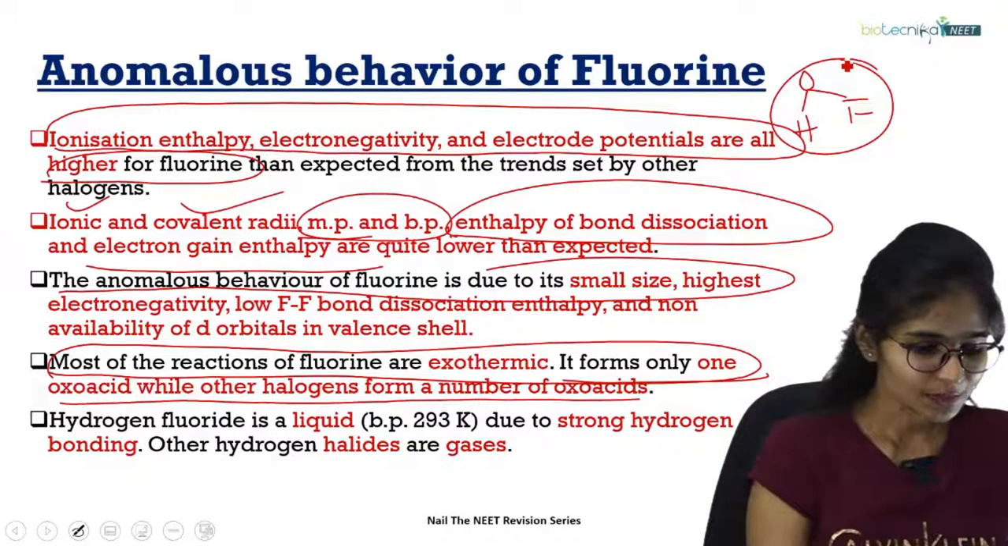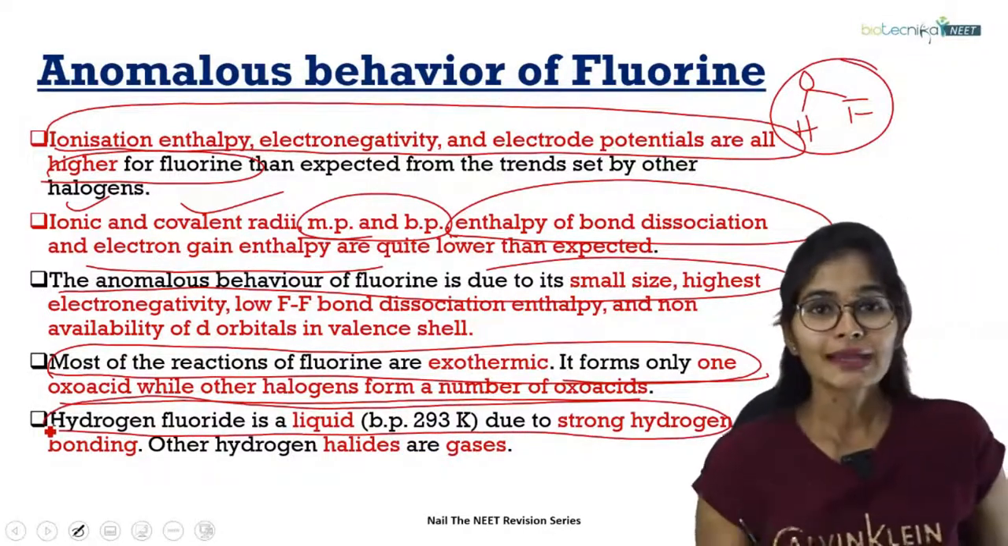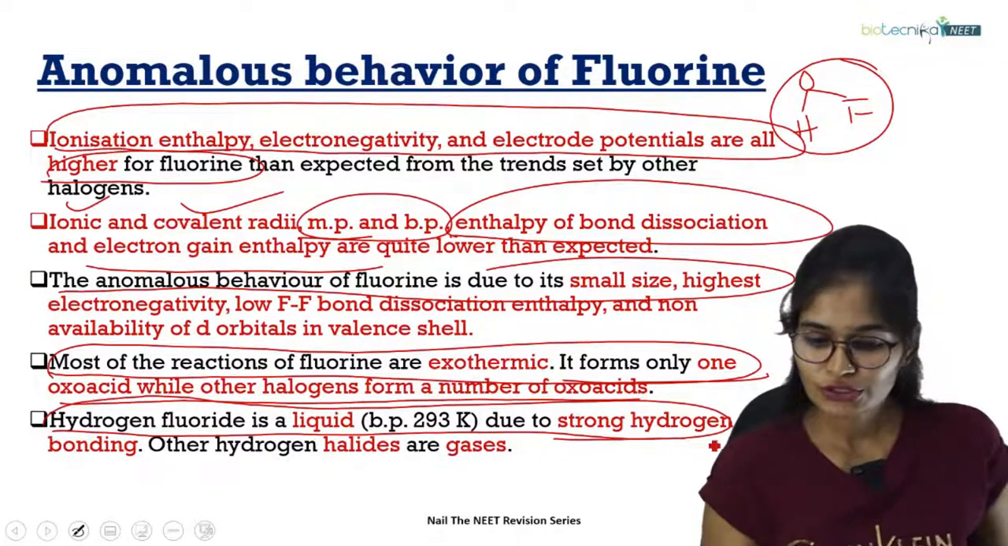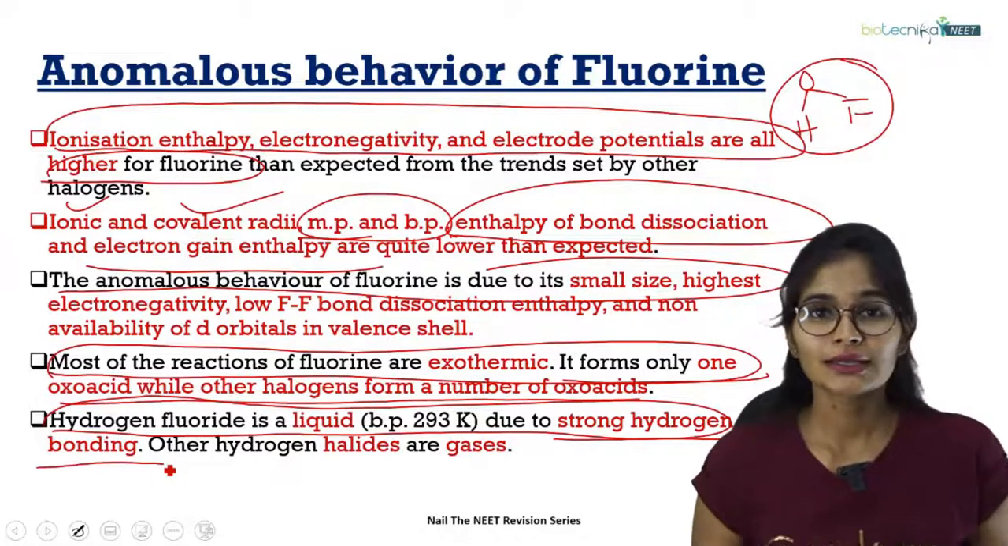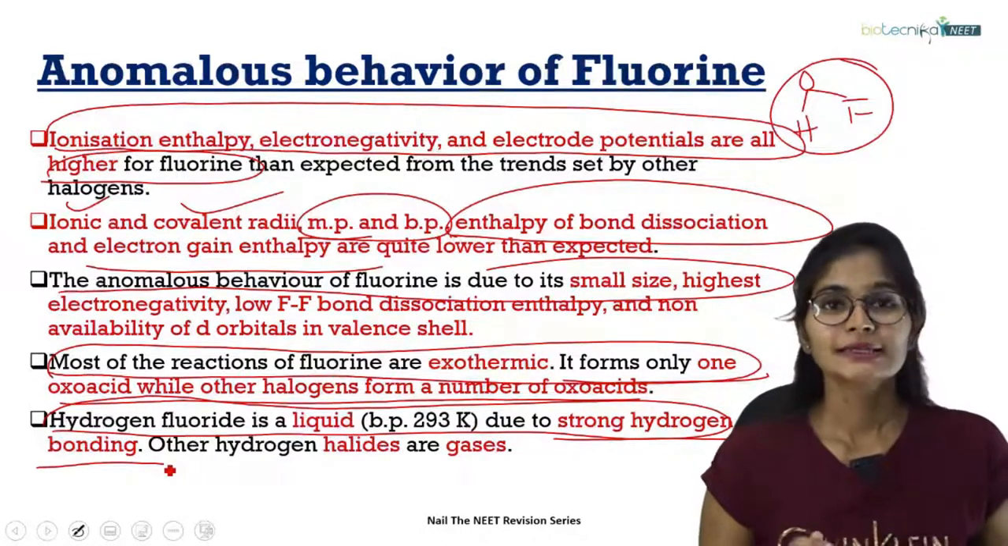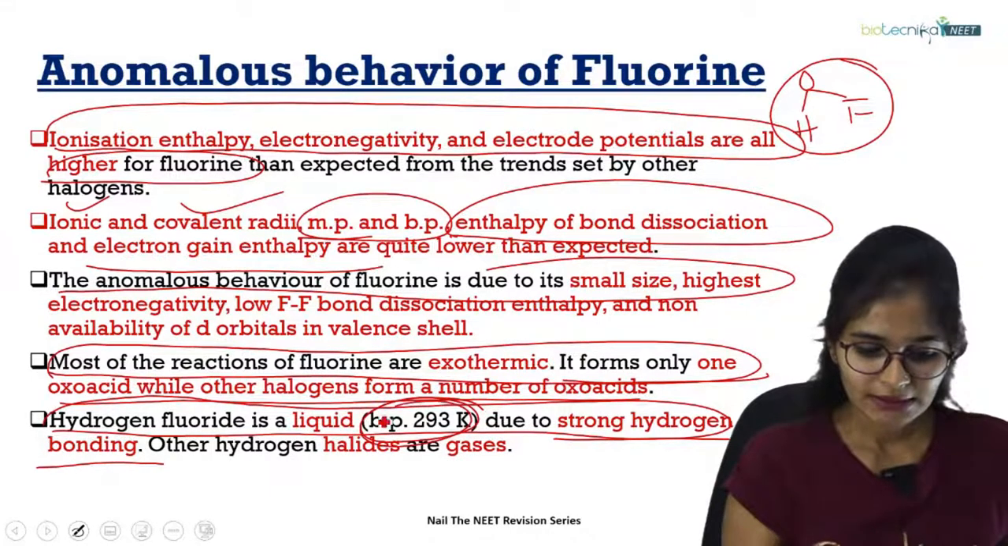Now coming to the last point: hydrogen fluoride, that is HF, is a liquid. Why is it a liquid? Because of hydrogen bonding. Because of the strong hydrogen bonding, it exists in the liquid state, and its boiling point is 293 Kelvin.